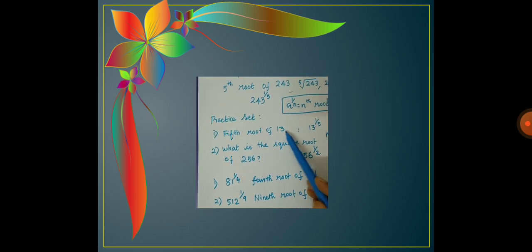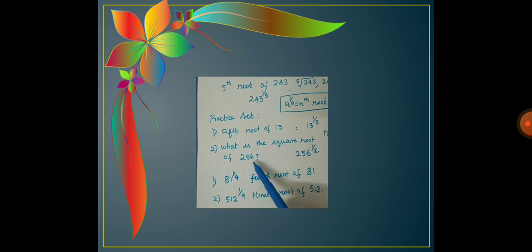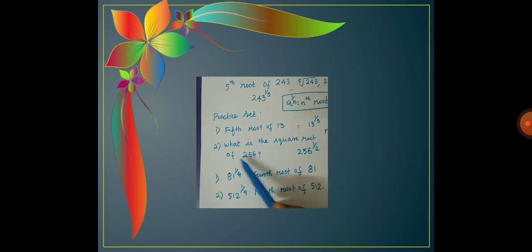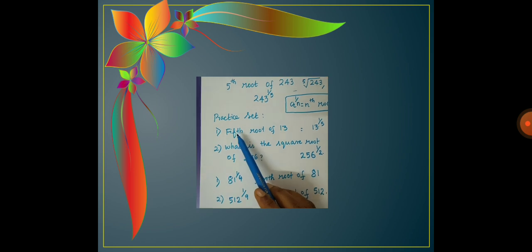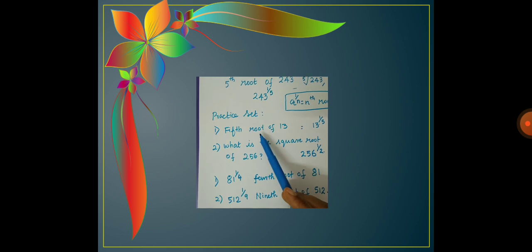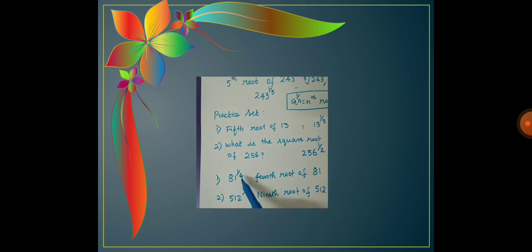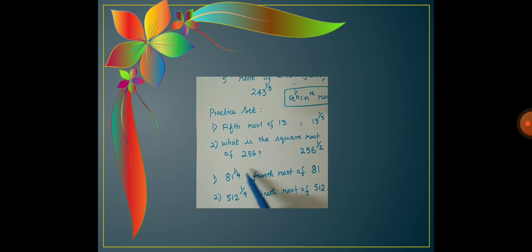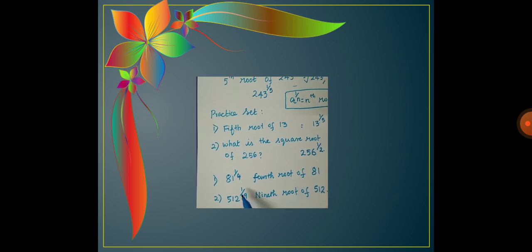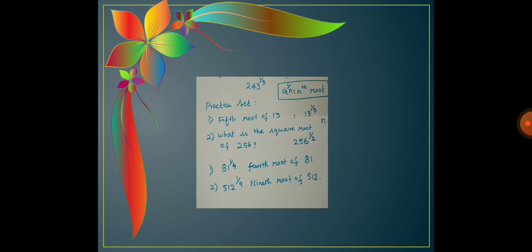Now here you have expressed it in the form a raised to 1 by n. Fifth root of 13 is 13 raised to the power 1 by 5. What is the square root of 256? 256 raised to the power 1 by 2. If it is a fourth root, how will you express it? 1 by 4. 81 raised to the power 1 by 4 is written as the fourth root of 81. Ninth root of 512. Understood?